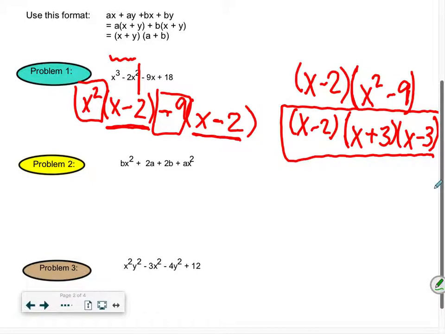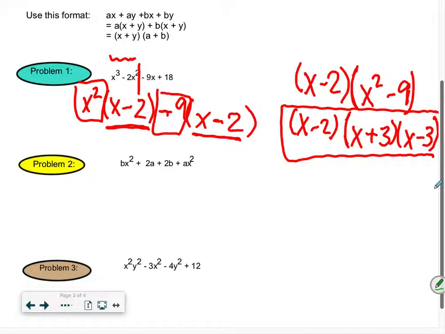Okay, other questions with number 1? No. Okay, number 2. First thing I look for, do I have stuff in common? If I left this, do bx squared and 2a have anything in common? No. So what should I maybe put out front with bx squared? Maybe a 2b. Okay, what else could I put out?